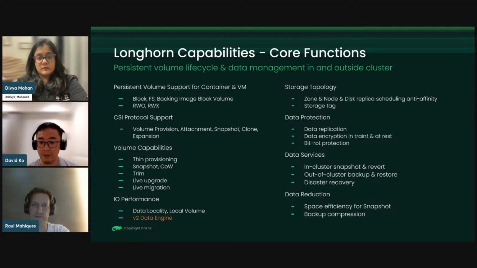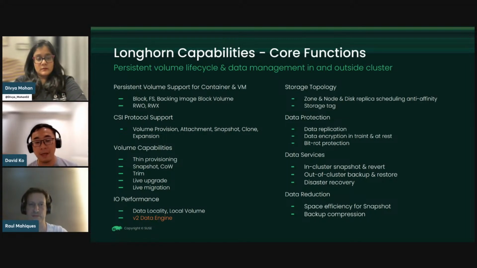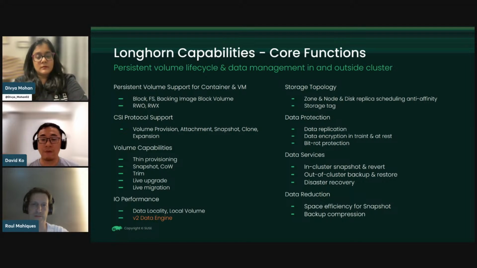So this is not just prevention, we also have a correction for bit rot protection. And about the data service, we not just provide the volume functions, we also have in-cluster snapshot and revert. And also we have a built-in out-of-cluster backup and restore. Of course, you can use other solutions to do backup and restore, like Kasten, Velero, but we have a built-in solution, so it's naturally aligned with our Longhorn volume design.